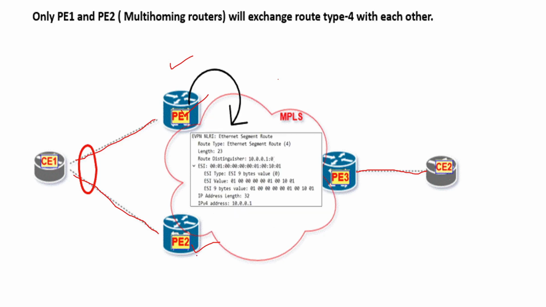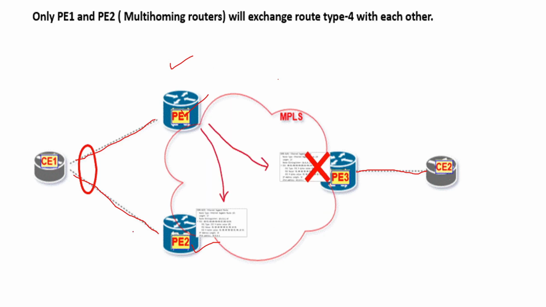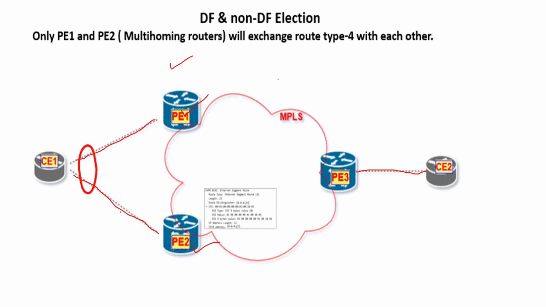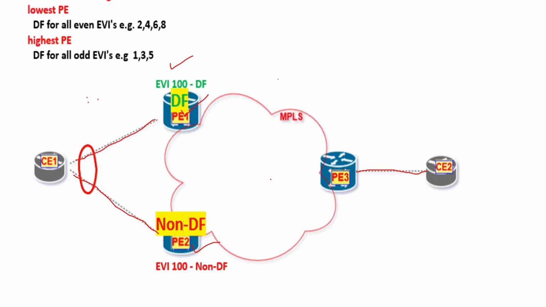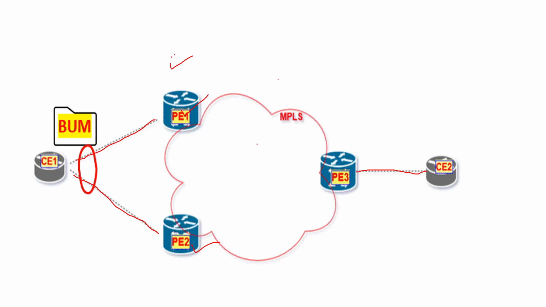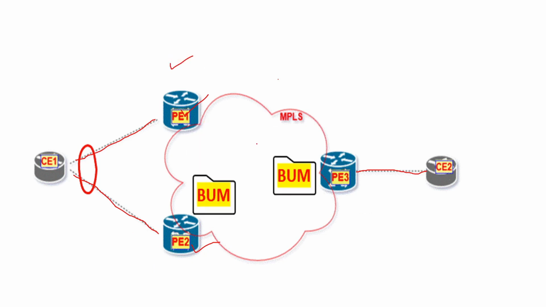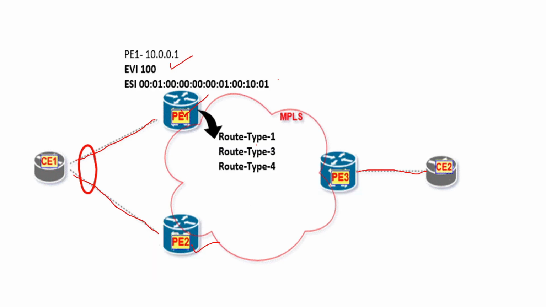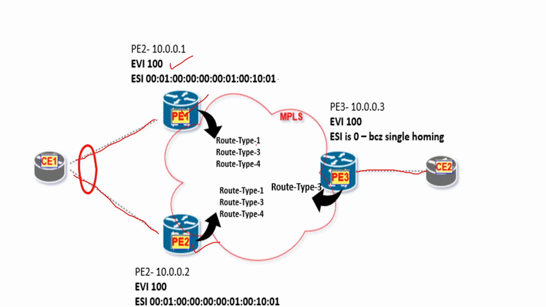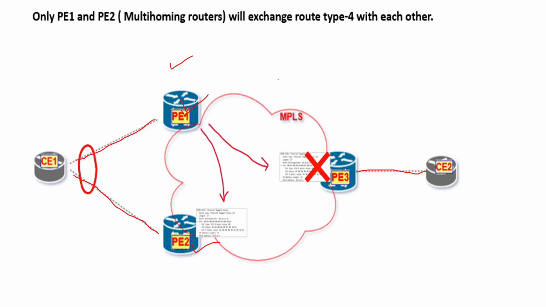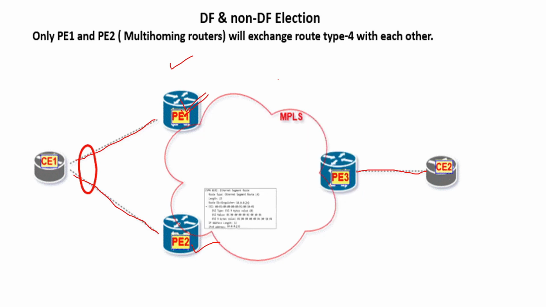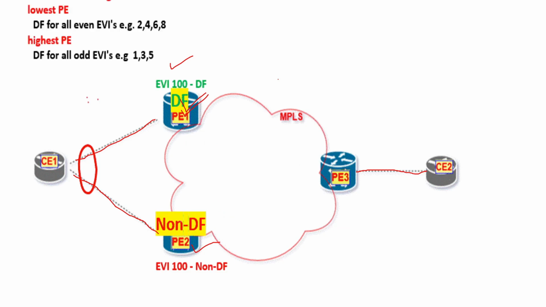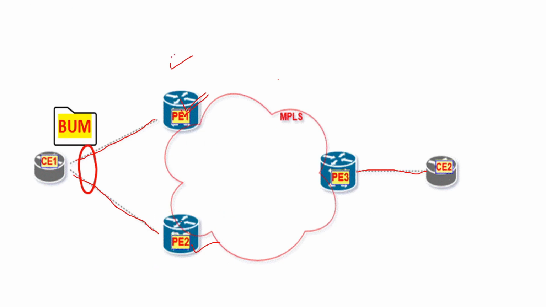But as we saw in the VPLS scenario, it is going to send it back towards the CE. But here, using route type 4, which we call the Ethernet segment route, for DF selection. Once they exchange route type 4, designated forwarder election will happen between the multi-homing routers, PE1 and PE2, and they will decide who is going to forward the BUM traffic towards CE1.